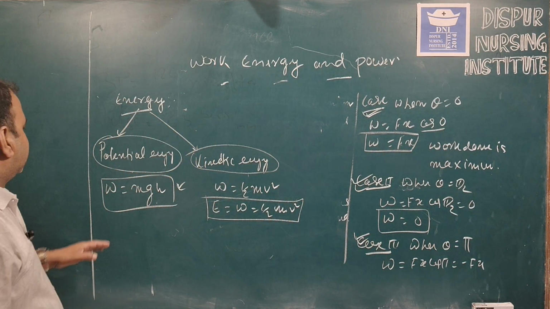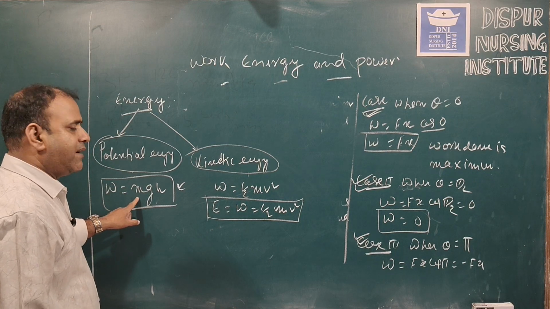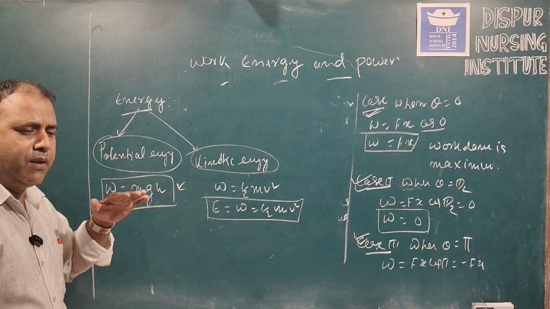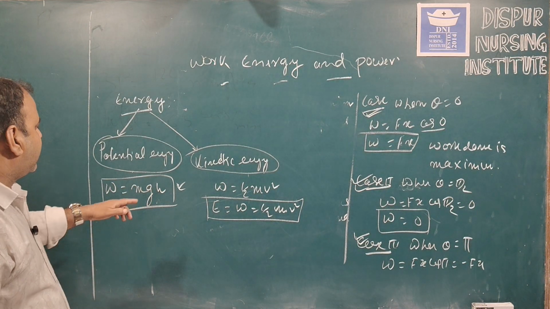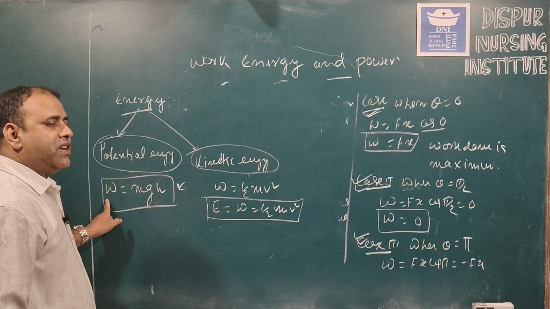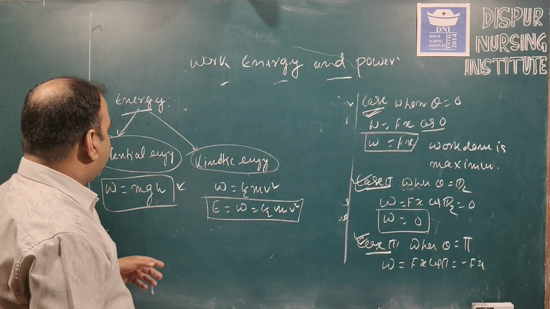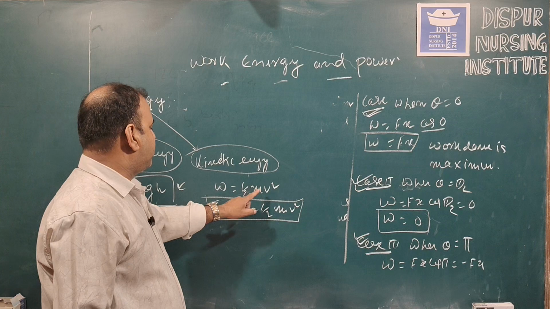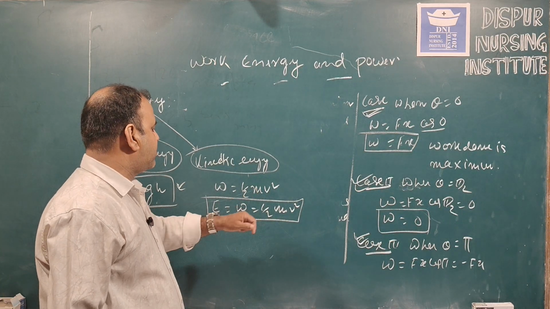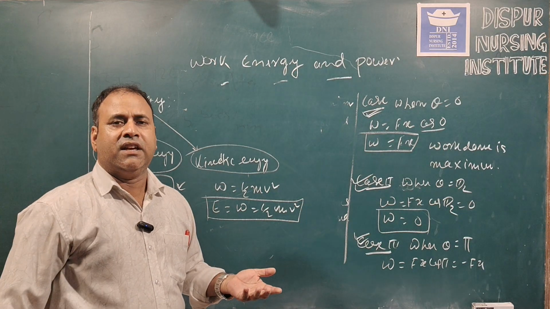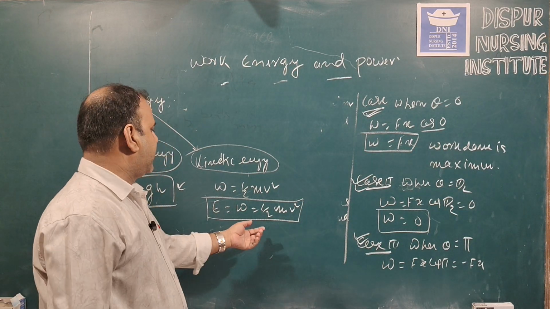Now one more thing. Next you see here mass I have used, the mass of the object. When a body of mass m is placed at a height h, the potential energy will be W is equal to mgh. On the other hand, W is equal to half mv square, that means E is equal to half mv square, this is the kinetic energy. That means when the body is moving, the energy possessed by the body is kinetic energy.